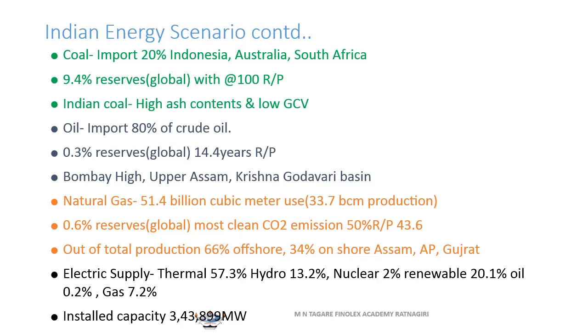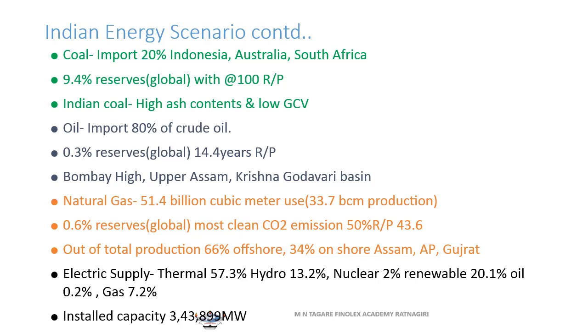Now along with this, let us consider what is the energy scenario as far as electricity is concerned. When we can basically use these primary fuels to produce electricity, how is this electricity produced? In that entire production, the percentage of thermal power plant is almost 57.3%.